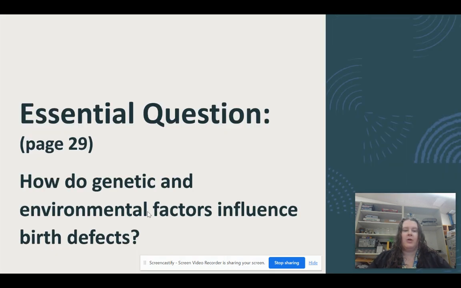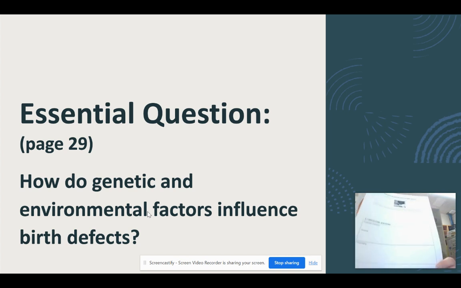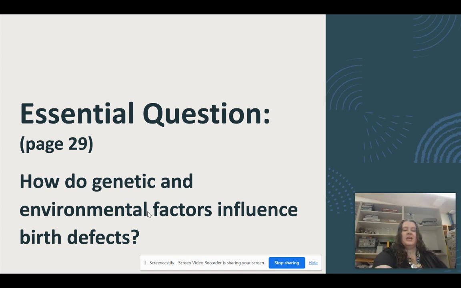Whoa, I skipped way too fast. Okay, essential question. You're going to write this on page 29 of your packet. That's actually going to be the very last page of your packet right here. That's where you're going to write your essential question. The essential question for today is, how do genetic and environmental factors influence birth defects? So go ahead and pause this video right now until you've written the essential question. Then come back and we'll walk through it together.